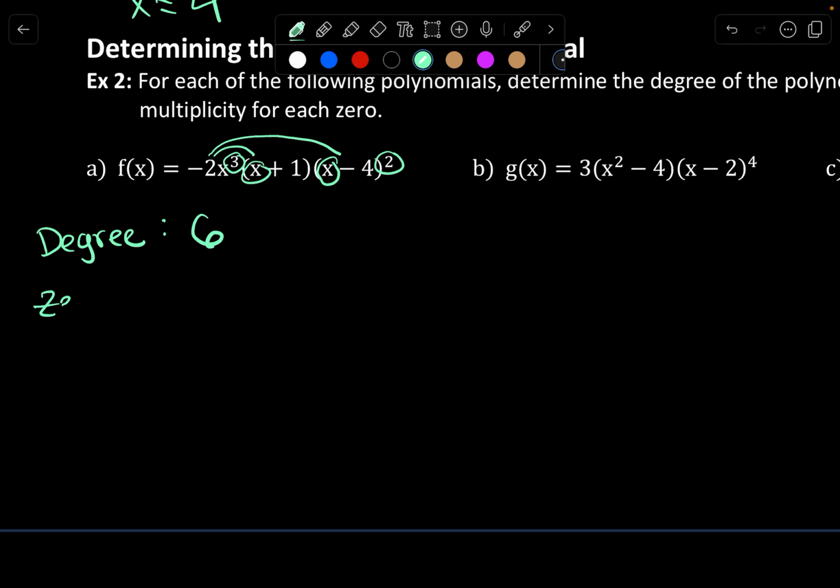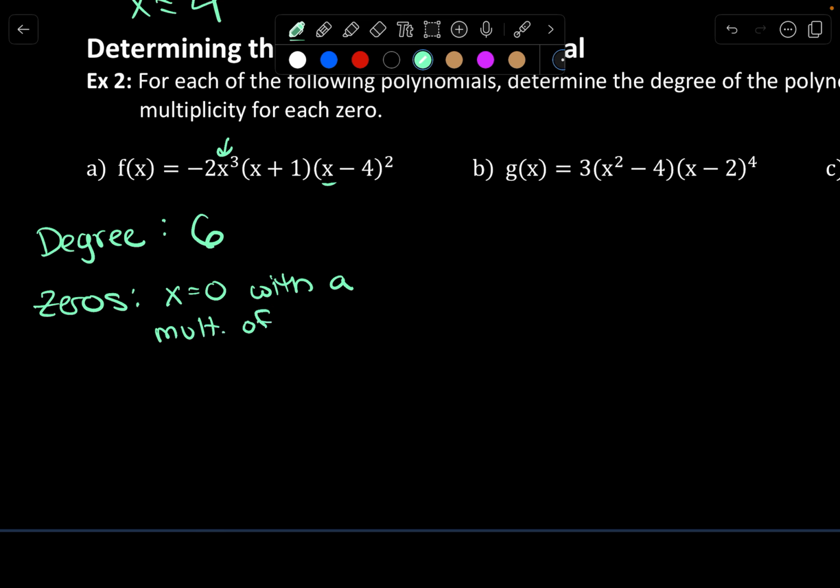For the zeros, the first zero is x equals 0 with a multiplicity of 3, because it's raised to the power of 3. So it has a multiplicity of 3. So when it crosses the x-axis at 0, you're going to see that slide. I'm not sure if it's increasing or decreasing there, but it will create a slide nonetheless.